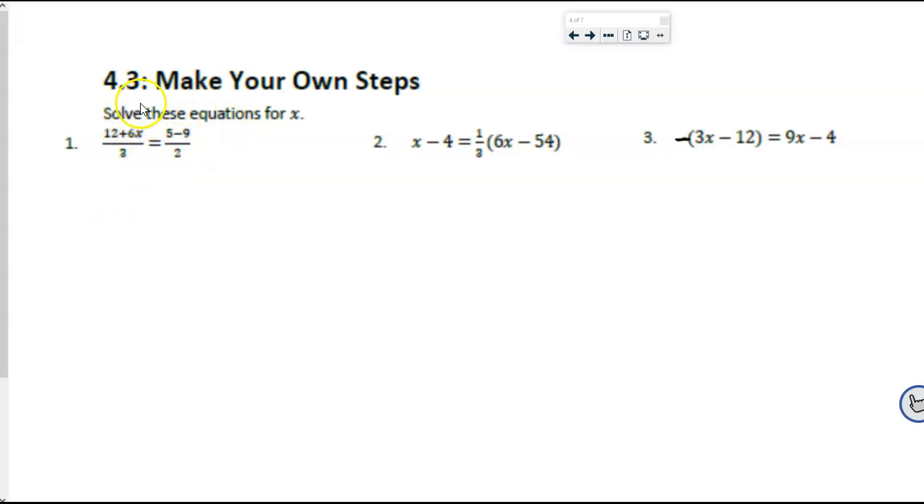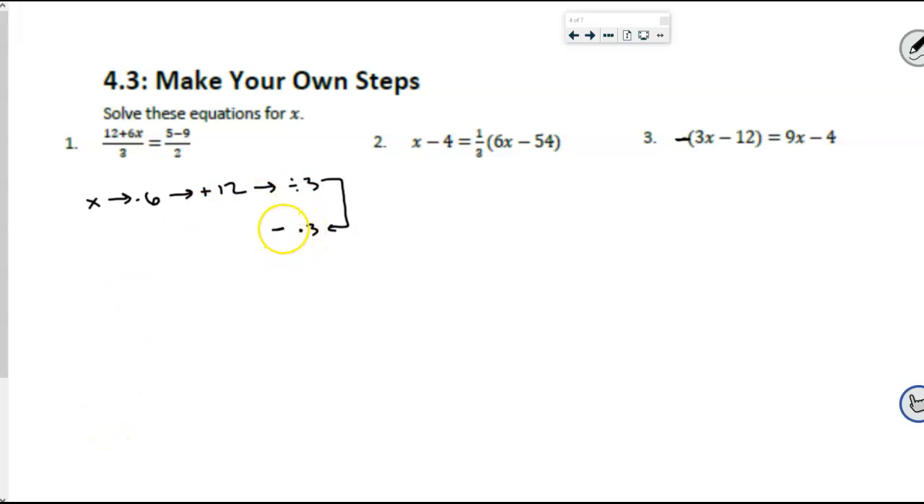Do we have x in multiple places? No, not on this one. It's only in one place. Which means we could think about this kind of like a flow map, where we could say what's happening to x first. We are multiplying by 6, and then we add 12, and then we divide by 3. Which means when it's time to solve and undo those things, I'm going to start by multiplying by 3.